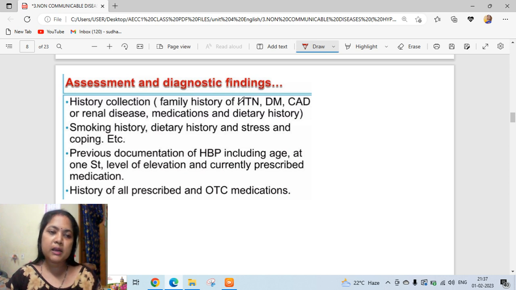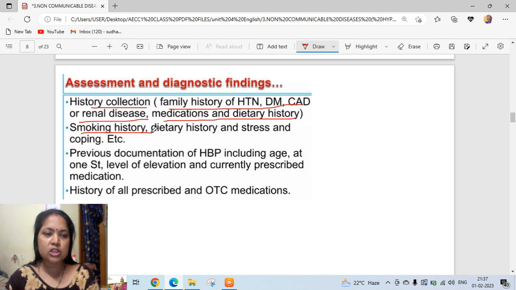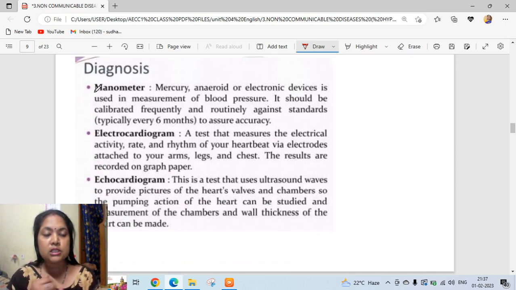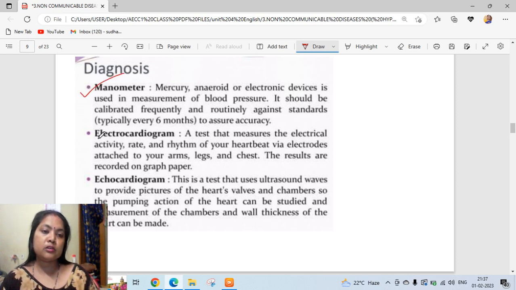Then how will we assess? Assessment and diagnostic findings. So history collection like family history of HTN, DM, cardiac or renal disease, then medications and dietary history, then smoking history, and stress and coping, then previous documentation of high blood pressure including age, okay, then history of all prescribed medications. Then diagnosis can be done through different processes like manometer, electrocardiogram, then echocardiogram.